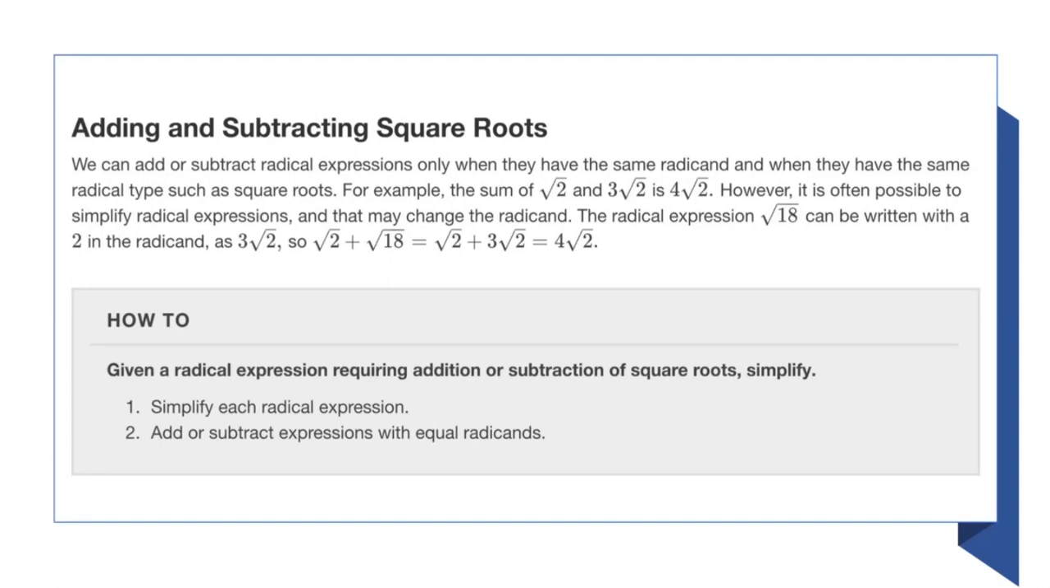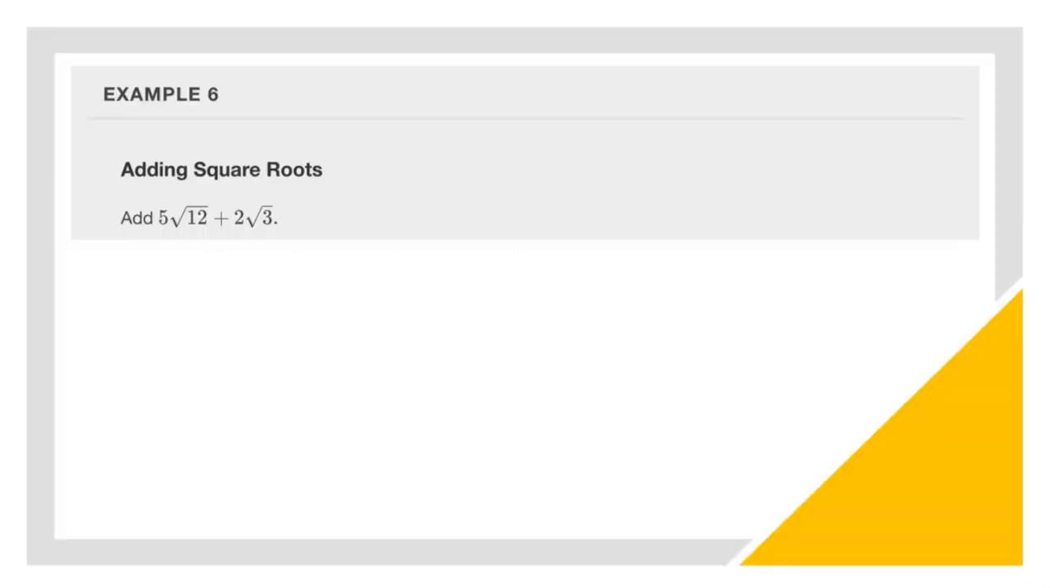So the takeaway here when adding and subtracting square roots, the real concept is combine like terms. It has to be the same radical with the same radicand and the same type of radical, right? Let's see it in action.